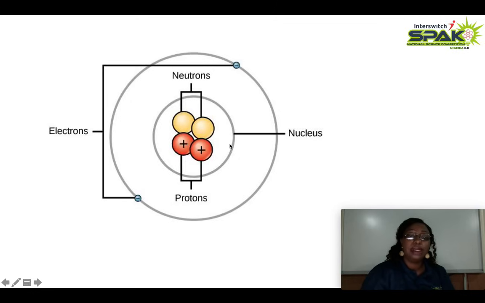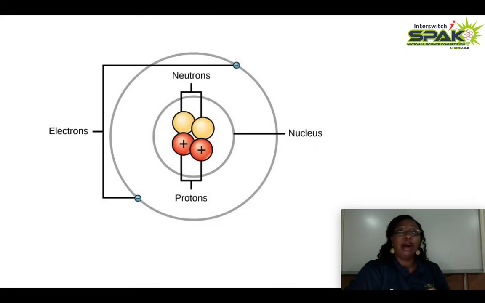So this particular diagram exists in all atoms. It exists in all elements. So it depends on the number of electrons. Number of electrons is equivalent to the proton number, which is also equivalent to atomic number. And the addition of proton and neutron will give you the mass number of that element.